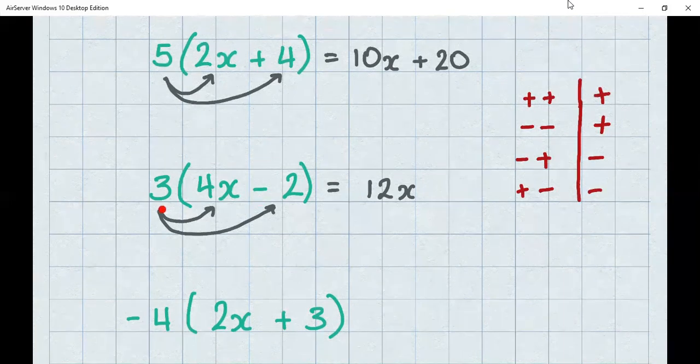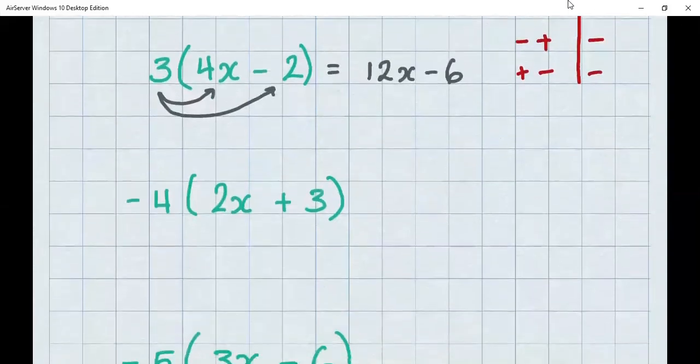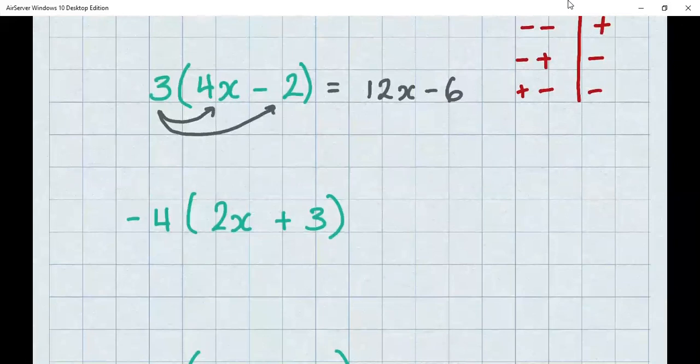So in this one here, I'm multiplying by negative 2. So I've got 3 times negative 2. That gives me a negative answer. So a positive and a negative is negative. 3 times 2 is going to be 6. So we'll try it again with this next example.